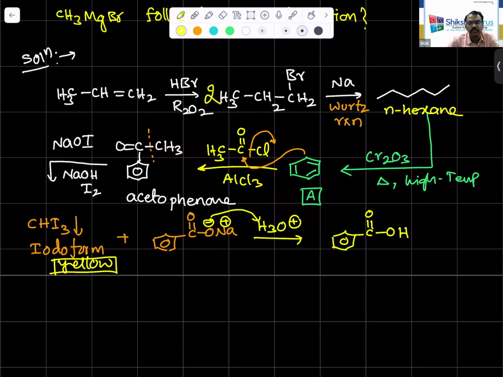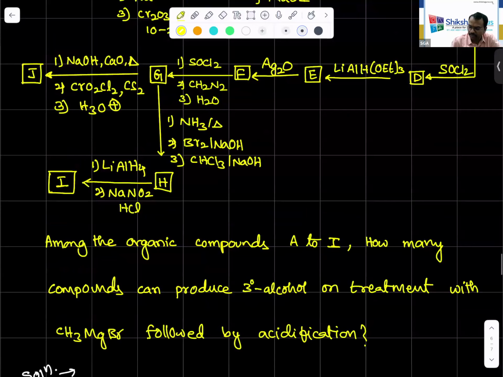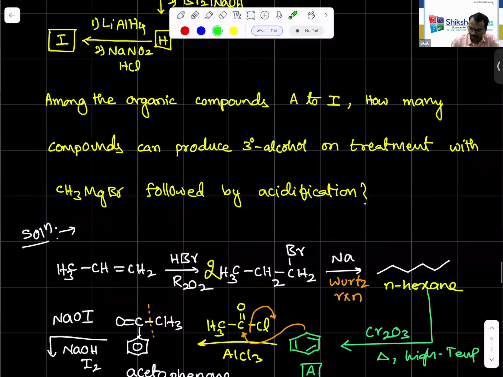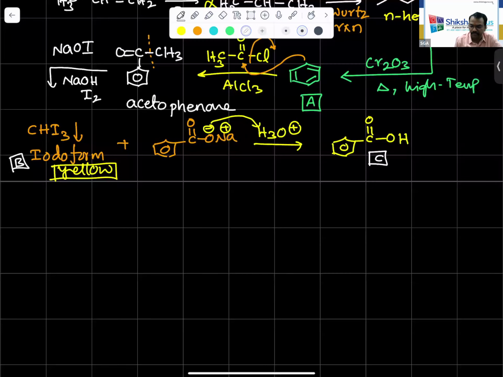Here, one is compound B, the next one is compound C. Now, which is compound B and compound C? Here I have mentioned that B is a precipitate, therefore B is iodoform, and C is benzoic acid. Benzoic acid is compound C and iodoform is compound B because it is a precipitate.